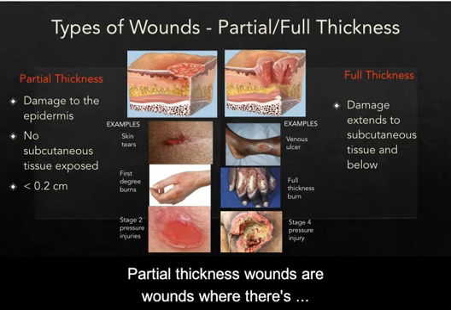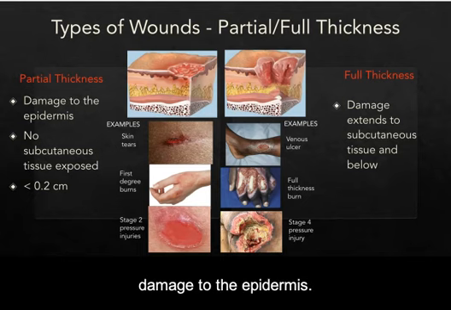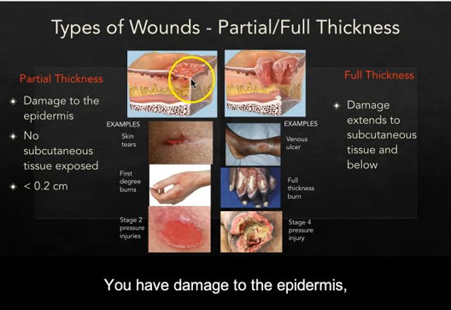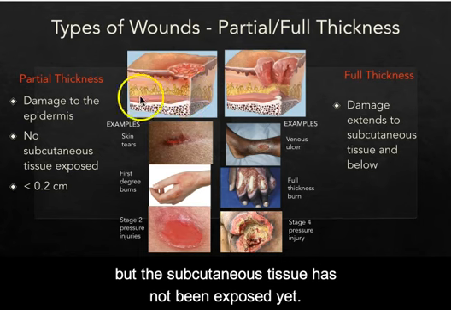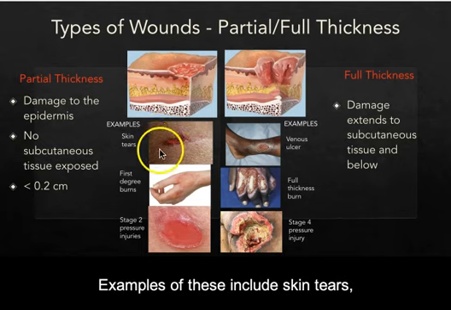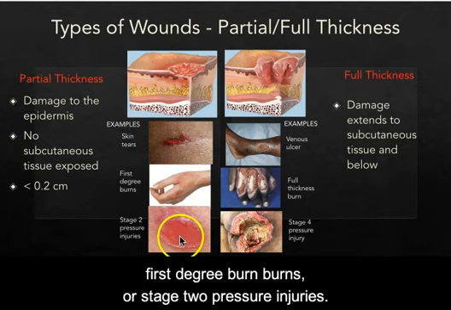Then we have partial and full thickness wounds. Partial thickness wounds are wounds where there's damage to the epidermis. No subcutaneous tissue is exposed. As you can see in this picture, you have damage to the epidermis, but the subcutaneous tissue has not been exposed yet. So they're usually less than 0.2 centimeters deep. Examples of these include skin tears, first-degree burns, or stage 2 pressure injuries.